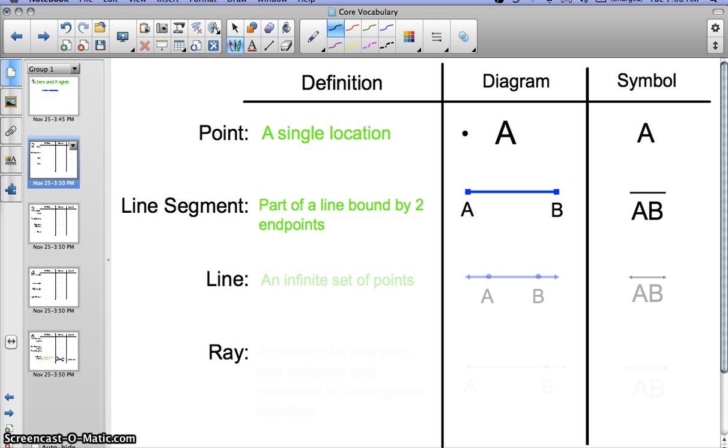A line. Definition of a line: an infinite set of points. And so if we look at the diagram, we have line AB with arrows on the ends, which means the line keeps going forever. And the symbol for a line is AB with a miniature line over it with arrows again on the ends to signify that it keeps going.